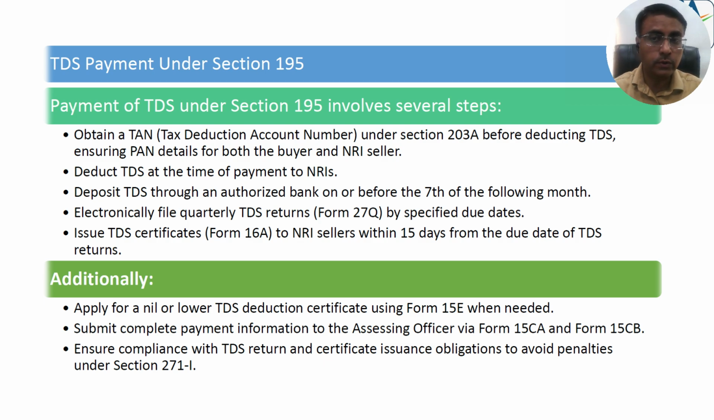In order to deduct TDS in respect of a foreign seller, the NRI, you must have a TAN number. Then, with payment by the 7th of the following month, the resident buyer has to file Form 27Q. So these are the basic crux.